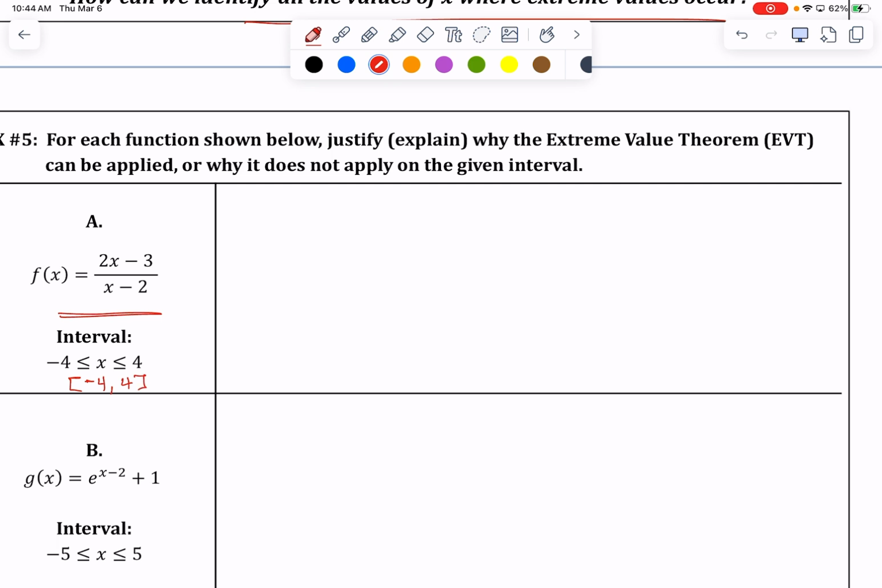Is this function continuous without looking at a graph? Remember, we're checking for continuity. We're checking for holes, jumps, vertical asymptotes. Jumps only occur at piecewise. Is this piecewise? All right, holes and vertical asymptotes occur when you have 0 in the denominator. Do we have 0 in the denominator? Where does it occur at? So does EVT apply? So put no. X equals 2, not continuous. Therefore, EVT does not apply.